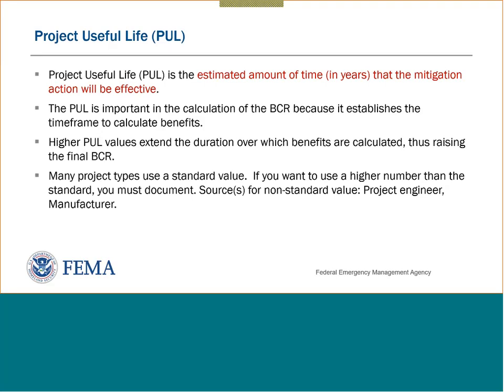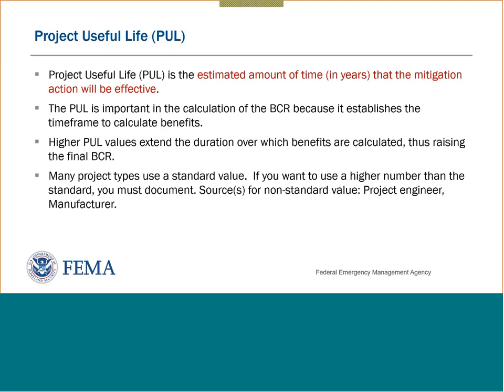Let's see. We were talking about the project useful life. So it establishes the time frame to calculate the benefits. If you have a very high cost and a very low project useful life, you're going to have a problem showing cost effectiveness. If you're paying $500,000 for something that's only going to last 2 years, that's an issue. Higher PUL values extend the duration over which the benefits are calculated, and that means that you're raising your final benefit cost ratio.